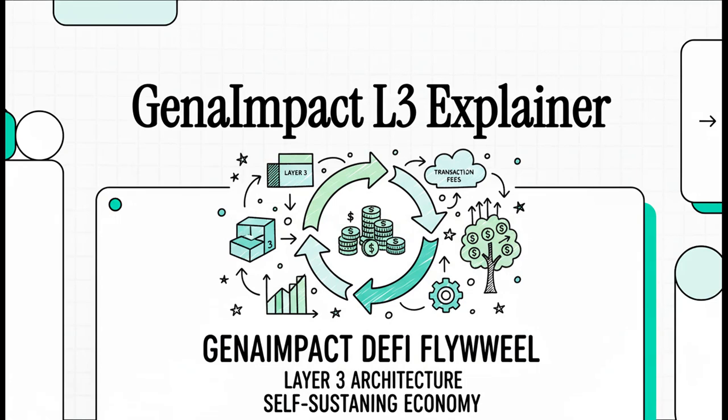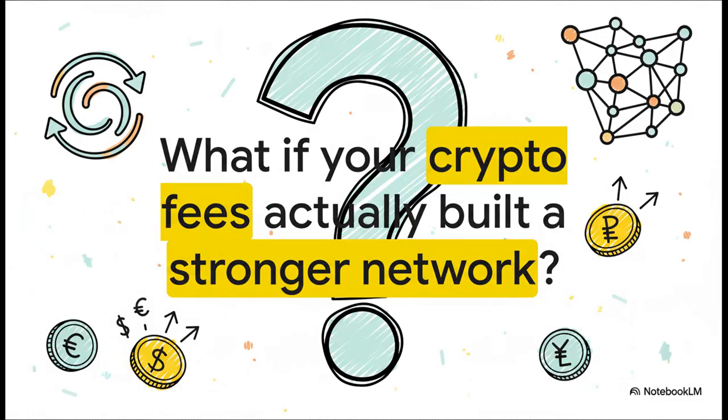Today, we're digging into something called GenaImpact L3. Now, what's so special about it? Well, it's a crypto architecture designed to take something we all pay, transaction fees, and turn them into a powerful engine for a completely self-sustaining economy. Sounds interesting, right? All right, let's just start with a simple question.